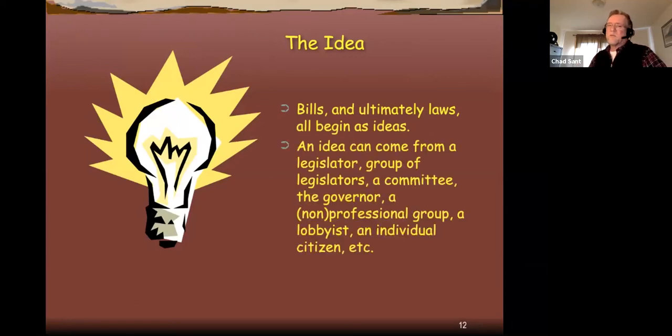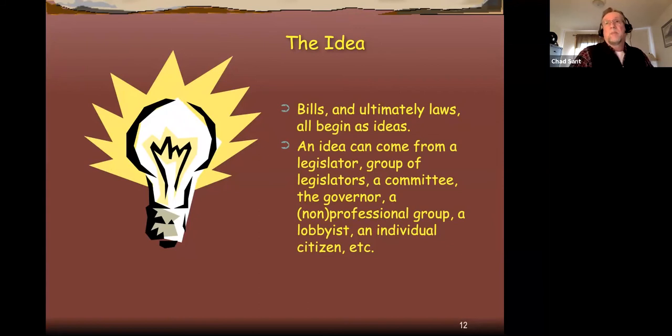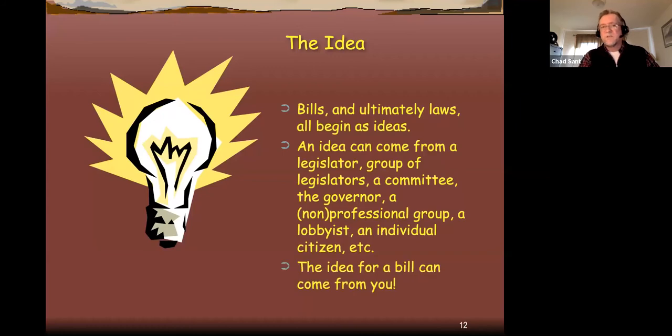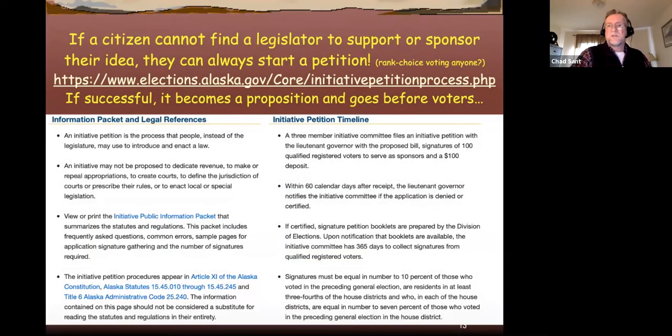Those ideas can come from a legislator, a group of legislators, a committee, the governor, a non-professional or professional group. There are a lot of groups that are not necessarily corporations or 503s, but just a loose group of citizens that might get together and decide that they want something to happen. Or if you're alone and you can't find any legislator to help you with your ideas, then you can always try to use the petition process.